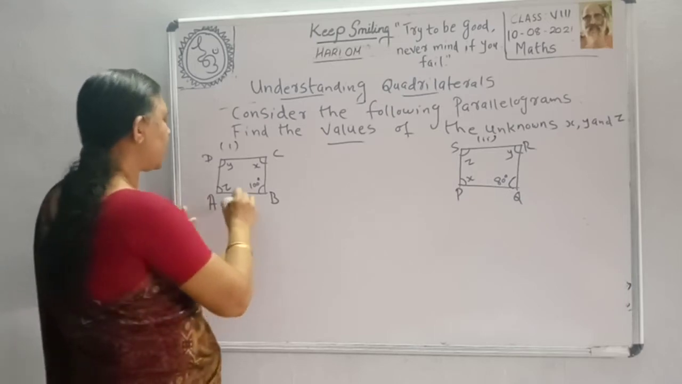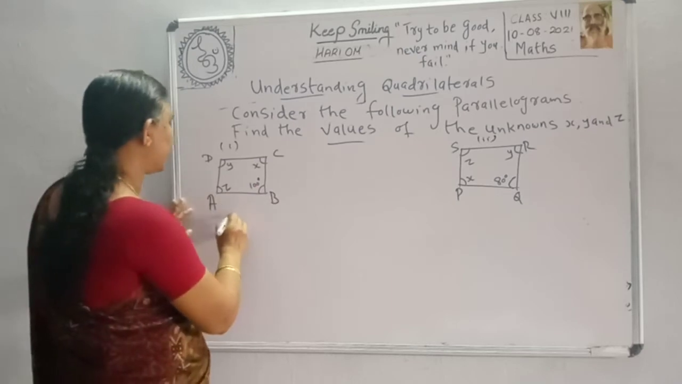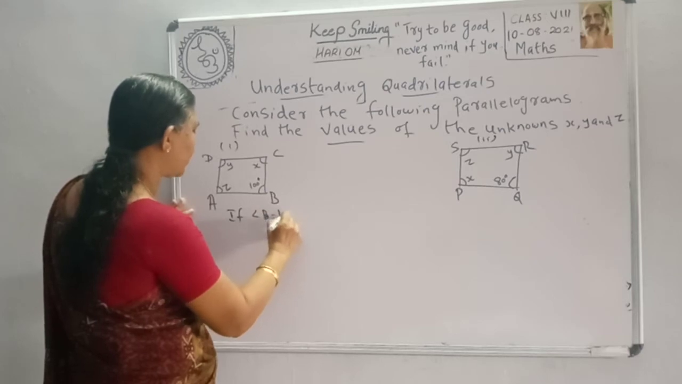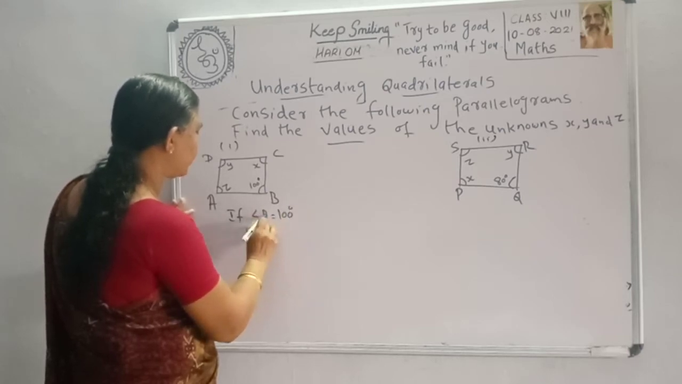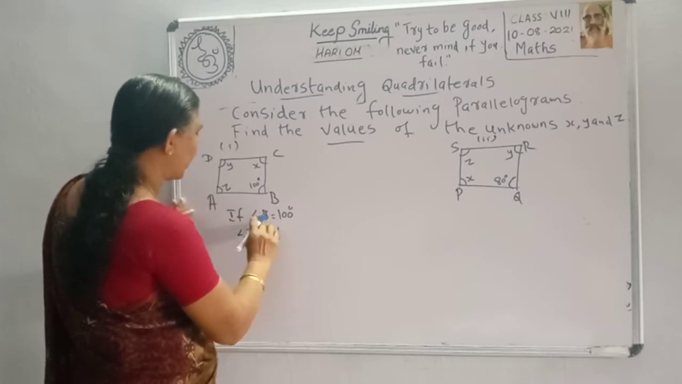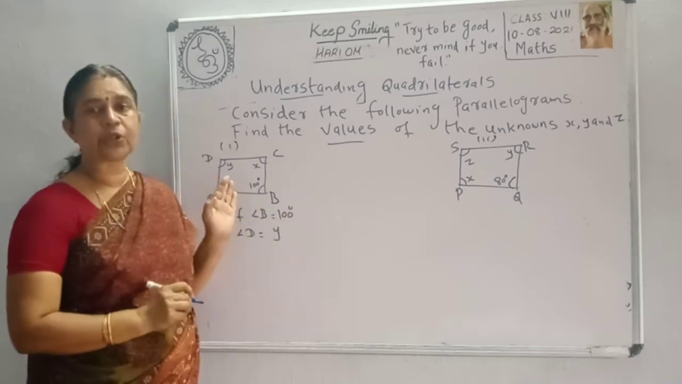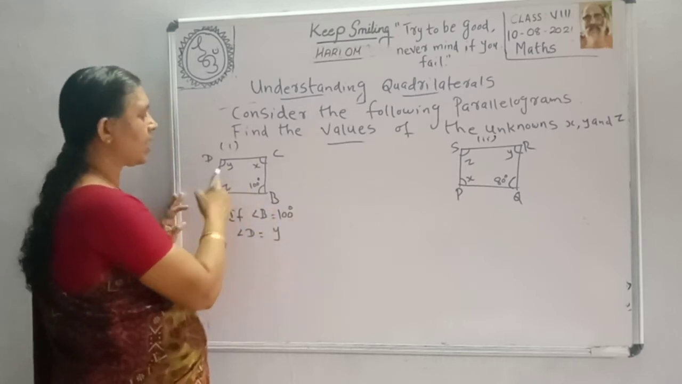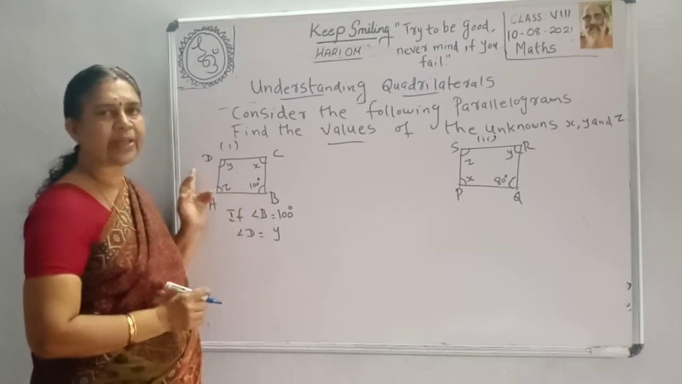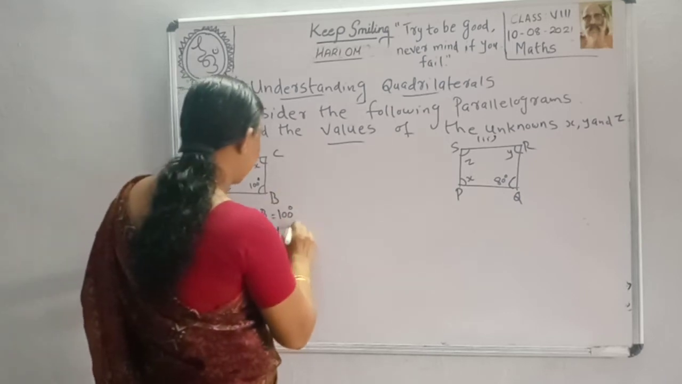Here, this is a parallelogram. We know the properties of a parallelogram. If angle B is equal to 100 degrees, can you say the measure of angle y? Angle D is equal to y. Here angle B is 100 degrees. Then angle D is the opposite angle of angle B. Then angle y is equal to 100 degrees.